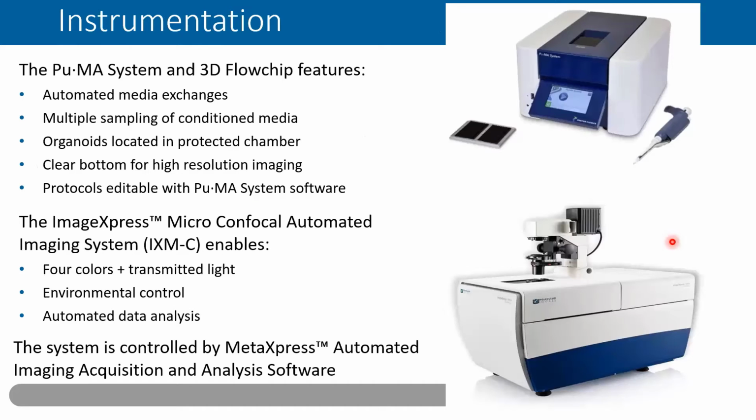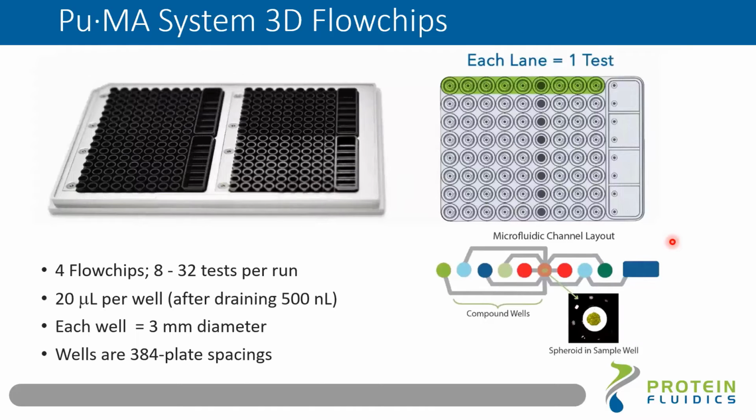So the instrumentation, as I mentioned, is a PUMA system and its associated accessories, as well as the ImageXpress high-content confocal imaging system, controlled by the MetaXpress software. The Flowchips, while they look like a 384-well plate, are actually a lot more than that. You have Flowchips with 8 lanes. Each lane is an individual test, and those are connected by microfluidic channels on the back.